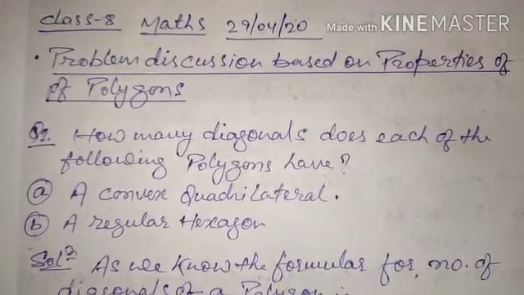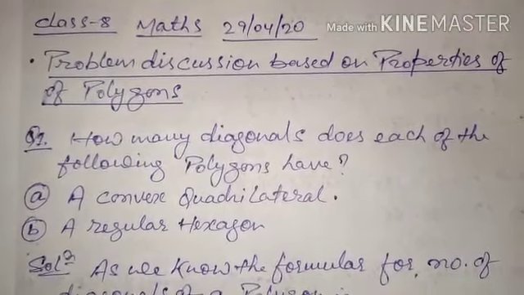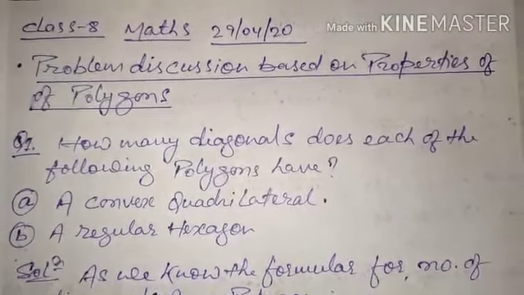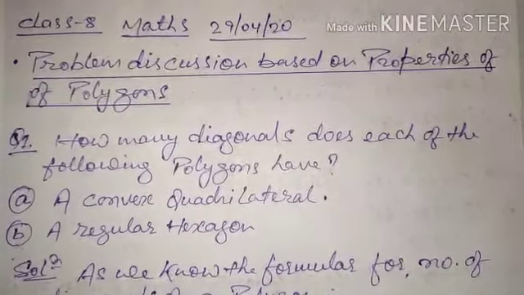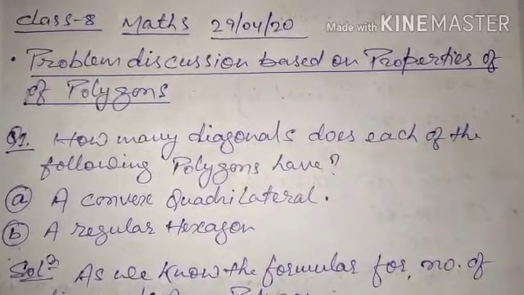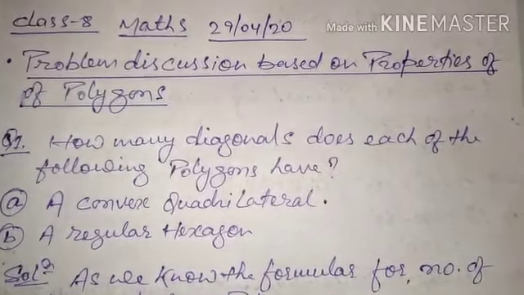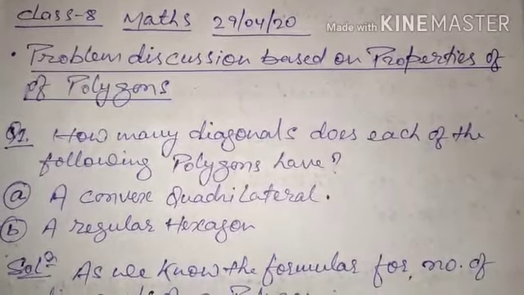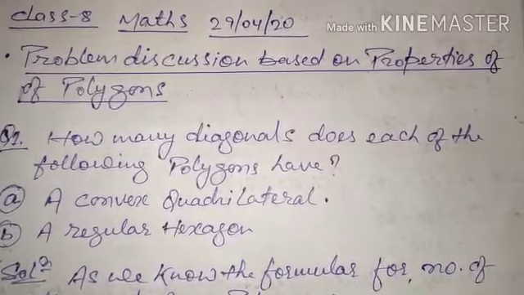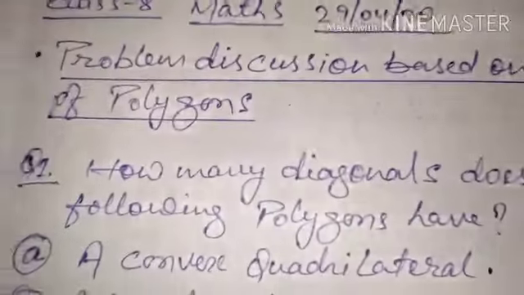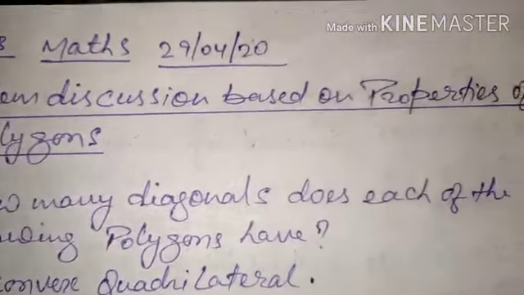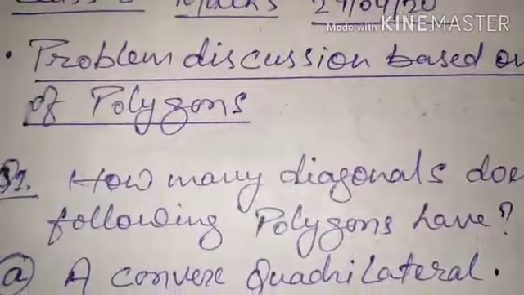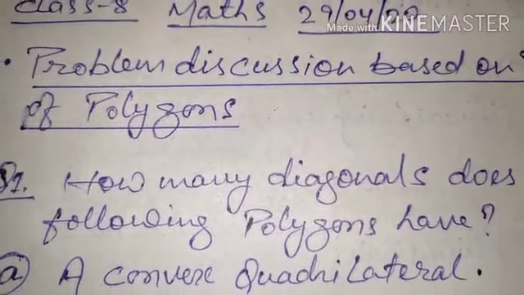Welcome, my dear students. As you all know, we are discussing the new chapter, chapter 3, Understanding Quadrilaterals, and in that we have already discussed the polygons and the properties associated with them. So today we are going to discuss problems based on properties of polygons. This is our today's topic.